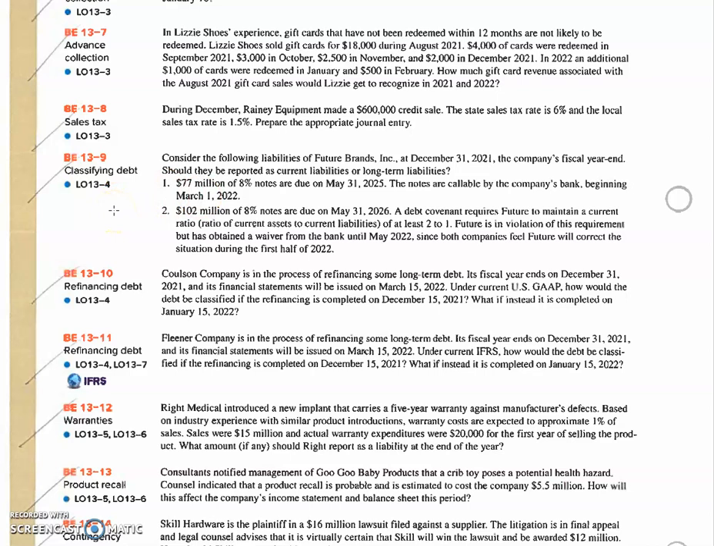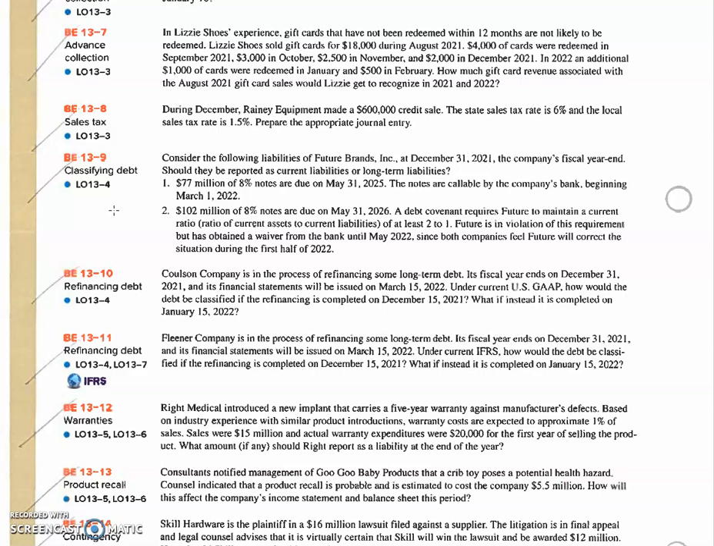Number two, $102 million of 8% notes are due on May 31st, 2026. A debt covenant requires Future to maintain a current ratio, a ratio of current assets to current liabilities, of at least 2-to-1. Future is in violation of this requirement, but has obtained a waiver from the bank until May 2022, since both companies feel Future will correct the situation during the first half of 2022. So, do we have to reclassify that as a current liability?